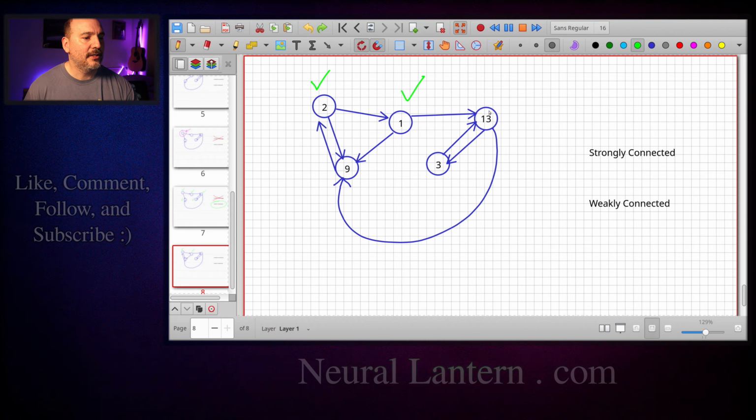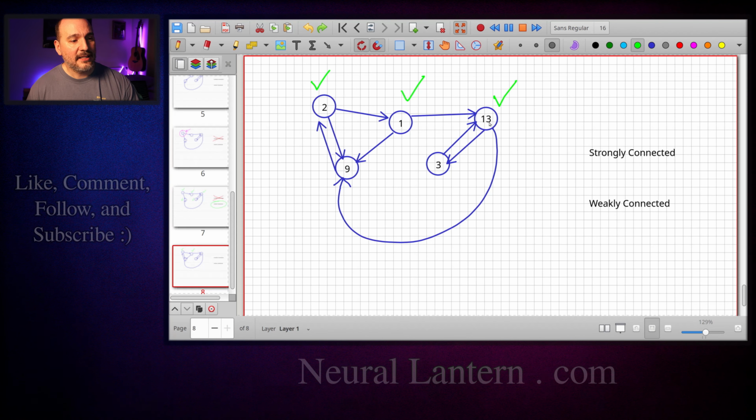Look at the 13 node. Can it reach the 1 node? Actually, yes. If we go from 13 to 9 and then 2 and then 1, we can reach the 1 node. Since we know the 1 node is connected to everything else, we can now say that the 13 node is connected to everything else too.